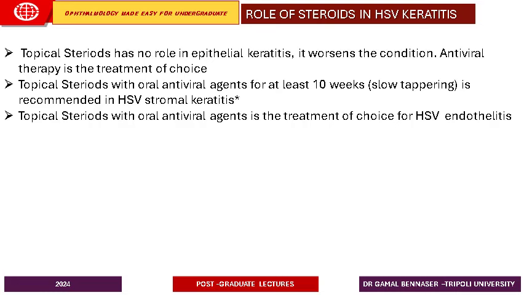Now, there is a definite rule for topical steroids in the presence of endotheliitis or disciform keratitis, and it should be combined with oral antiviral drugs, because in the presence of endothelial keratitis, there is both an immunological response as well as active viral replication. So this is the relationship between the use of steroids and the oral antiviral drugs. The main thing is that there is no role of steroids in epithelial keratitis. However, steroids have a role only in stromal and in endothelial keratitis.